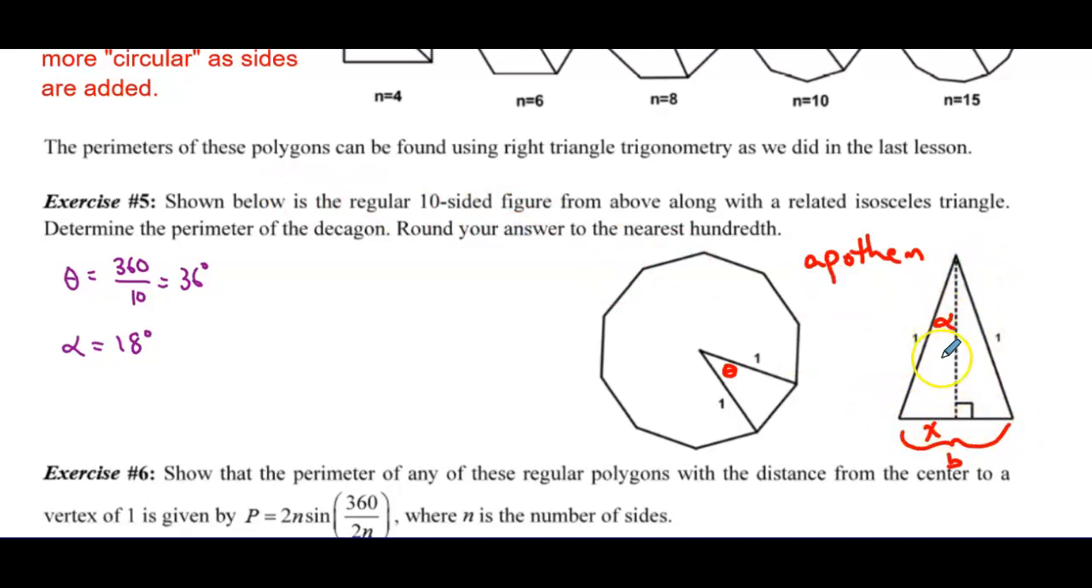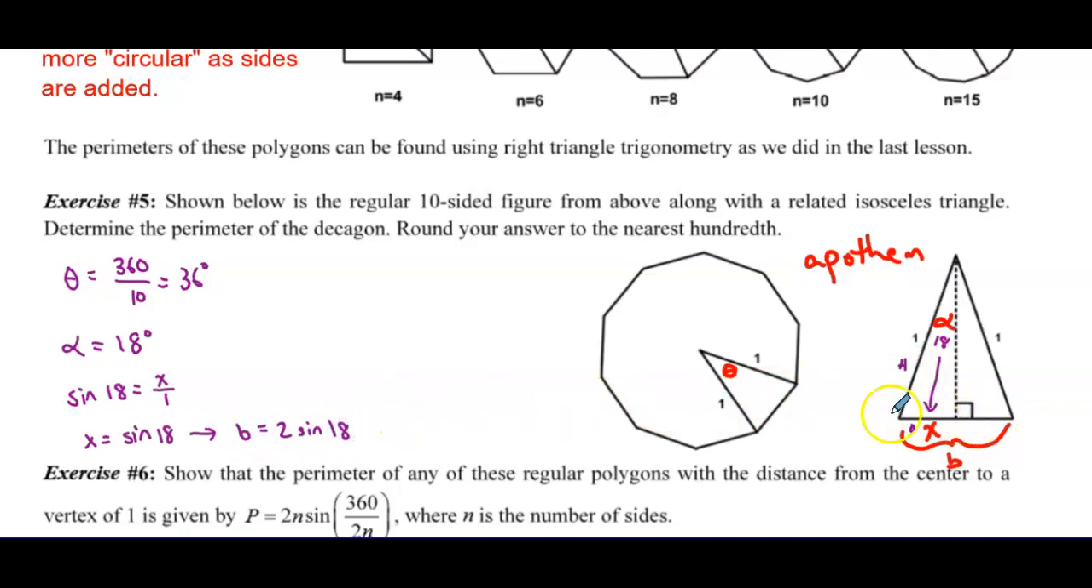Okay, now I'm looking for the perimeter of the decagon, which means I need this whole base segment here. But remember, that dotted line split the isosceles triangle in half. So what I could do is take the 18 degrees that I know alpha is equal to and solve for x by doing a sine equation. This is my opposite side. This is my hypotenuse. So sine of alpha, or 18 degrees, is equal to x over 1. So x is equal to 1 times sine 18. And that tells me that the base of that triangle would be equal to 2 sine 18.